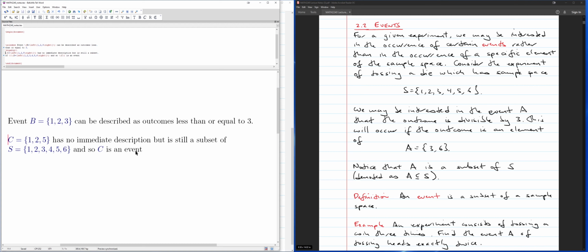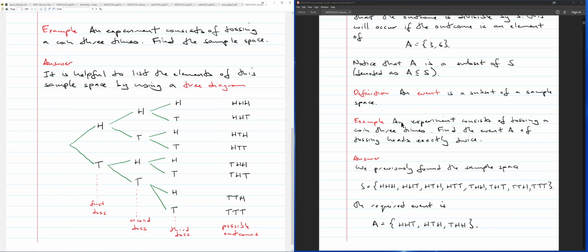So the point that I want to make is that if you have a sample space, any subset of it is an event. Some events have nice descriptions, like this B over here and this A over here, but some of them don't. They're still all just events. Right, so let's do our next example of obtaining an event. I have an experiment where we toss a coin 3 times.